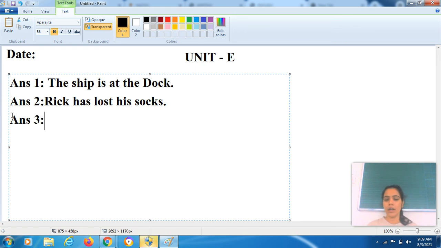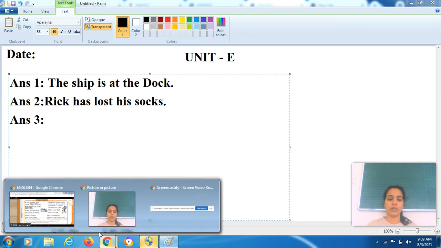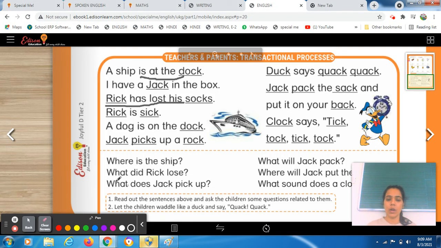Okay, now we will give answer to question 3. So let's read our question number 3. So what is it, students? What does Jack pick up? Jack picks up a rock. So that is our answer. See, from here you will copy your answer. Jack picks up a rock. So your main answer is a rock.